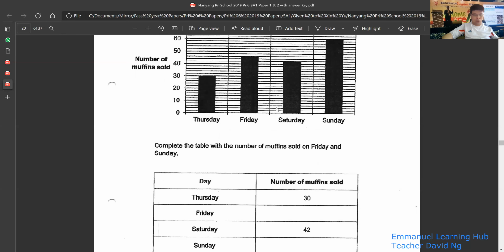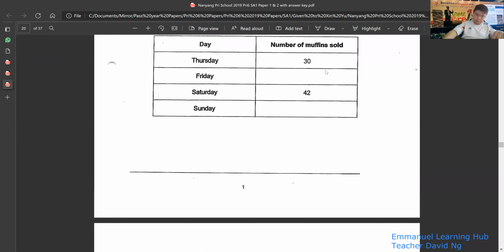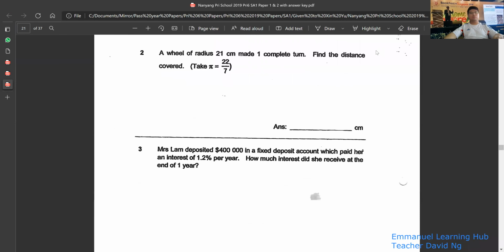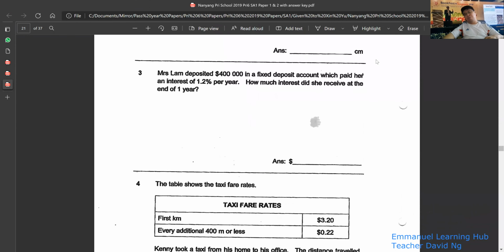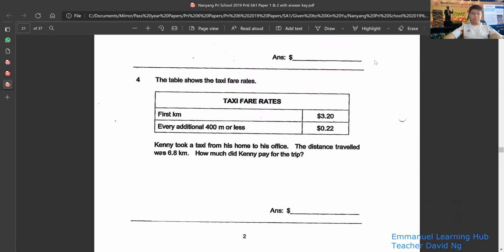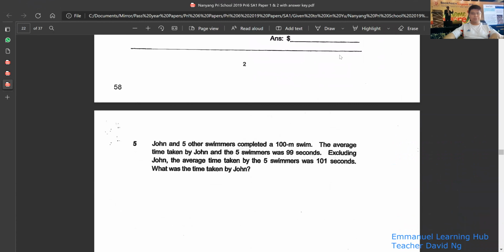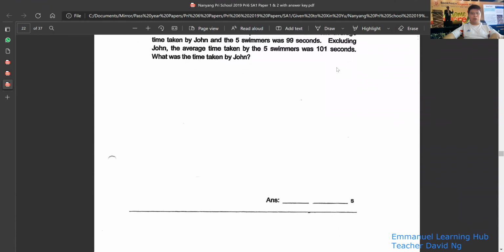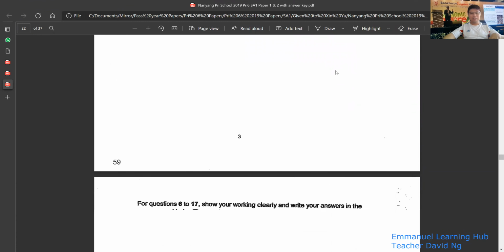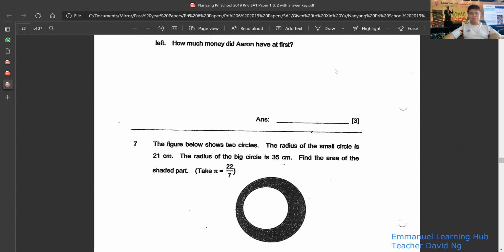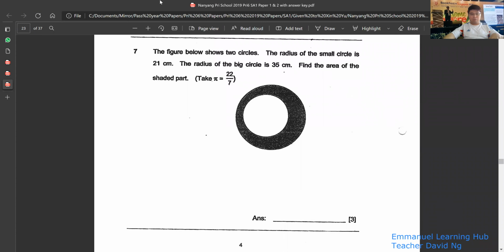Has your school started teaching circle? No. You know how to find area and circumference of circle now, right? Yes, I taught you already. You can remember. Okay, let's take a look at 7.